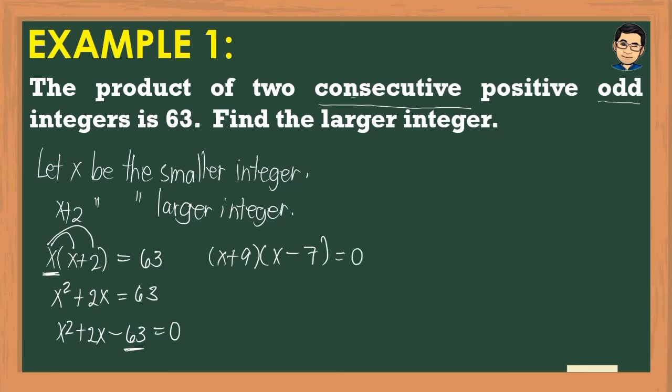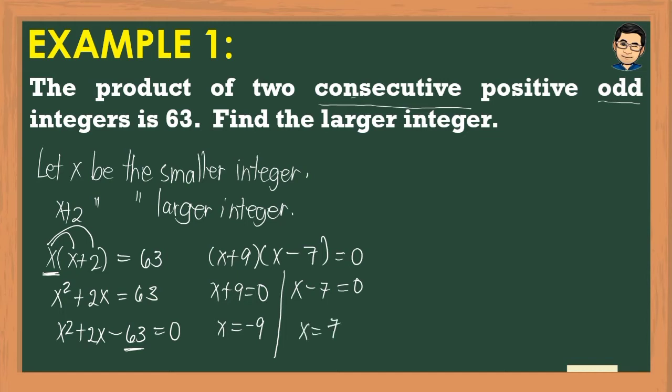And then we equate each term to 0. So that will become x plus 9 equals 0, and then yung isa, x minus 7 is equal to 0. So x plus 9 is equal to 0, magiging x equals negative 9. And then x minus 7 equals 0, magiging x equals 7.